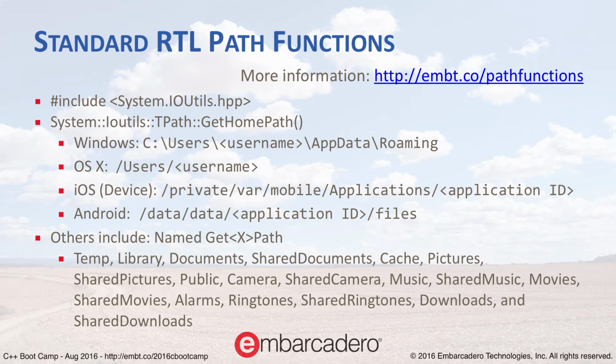On the iOS device, it's private/var/mobile/Applications, and then whatever your application ID is, and on Android, data, application ID, files. So this is the home path where your files go, not where your documents go, but the home files go. So this could be like configurations and such. There's other paths you can get this way. Your temp folder, library folders, photo folders, alarms, ringtones, etc. So if you check out that document, the link you see up there in the upper right-hand corner, that will tell you what the equivalents of these are on all these different platforms, which is really useful.